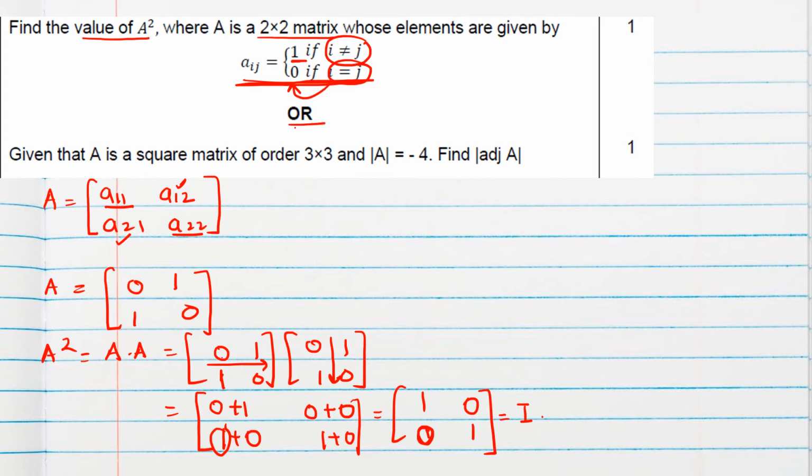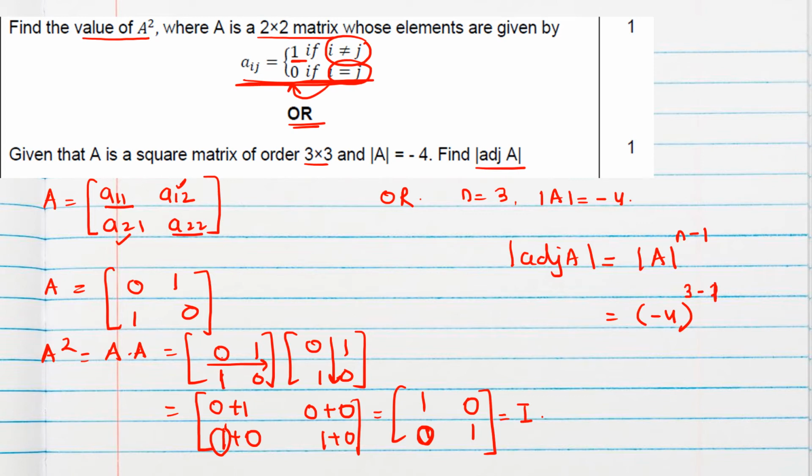Now for the choice question, A is a square matrix of order 3. So n is 3 here. Determinant A is given as minus 4. And determinant of adjoint A we should find. So by using the property, determinant of adjoint A is determinant A power n minus 1. So determinant value is given minus 4, n value is 3, minus 1. So minus 4 square will be 16. So determinant of adjoint A will be 16.